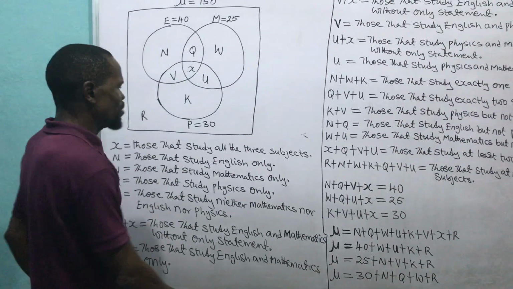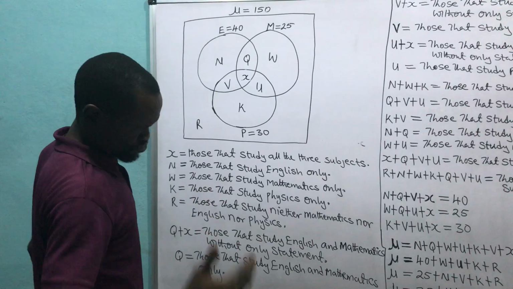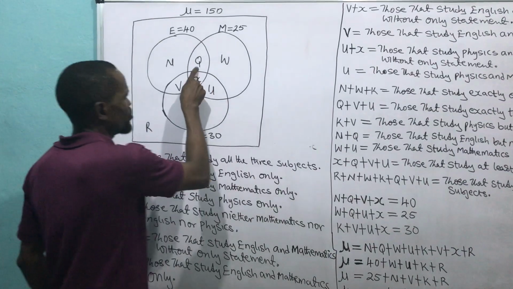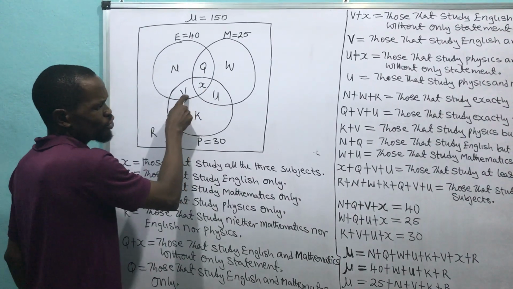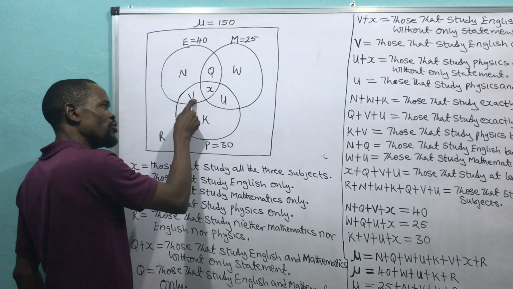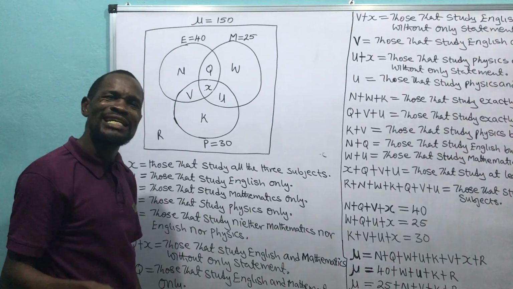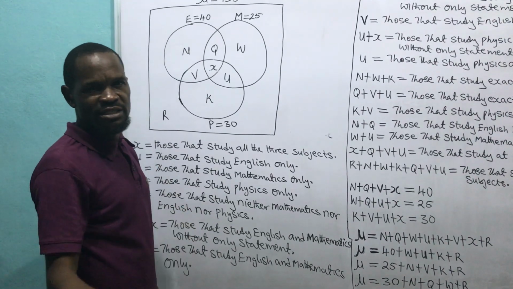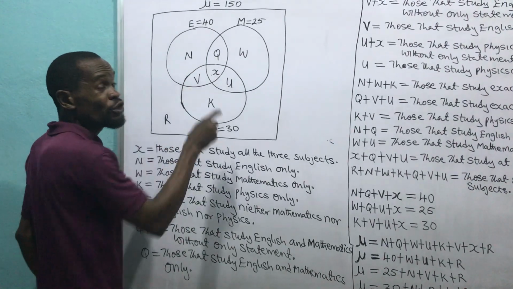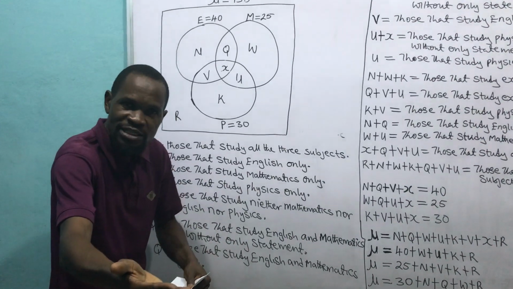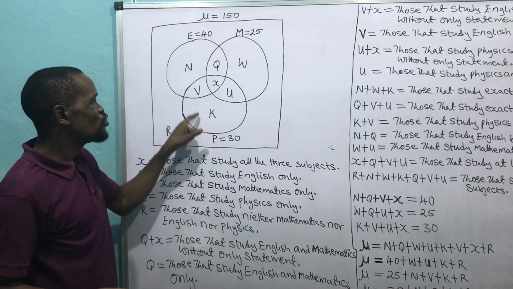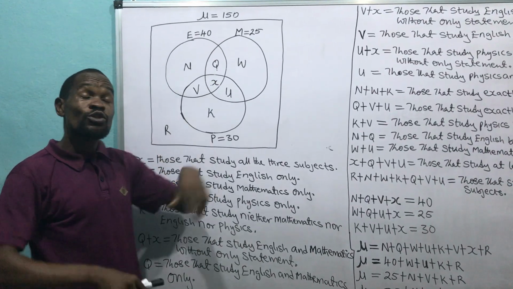Move. Let's see again. And I'll come back to talk about what? X, which is this, plus what? Q, which is this, plus what? V, plus U. Are you getting what I'm saying now? This X plus Q plus V plus U are those that study at least 2 subjects. At least. You see that this man studies 2 subjects, mathematics and what? Physics. This man studies 2 subjects. This man studies 2 subjects. Why this man studies the 3 subjects?